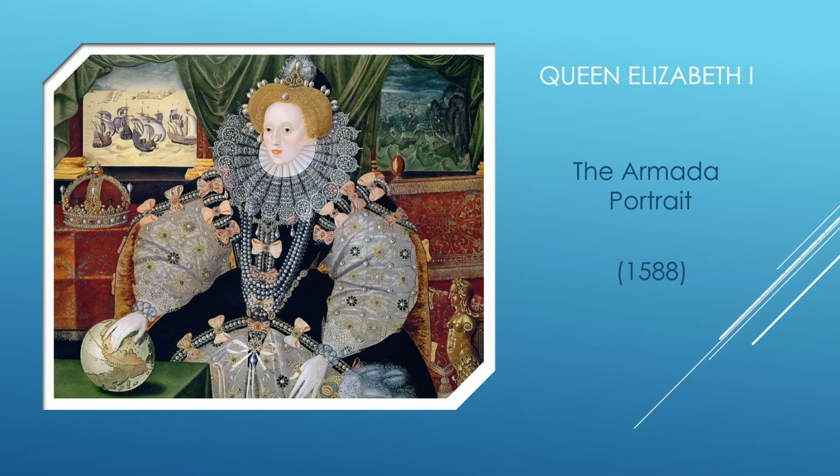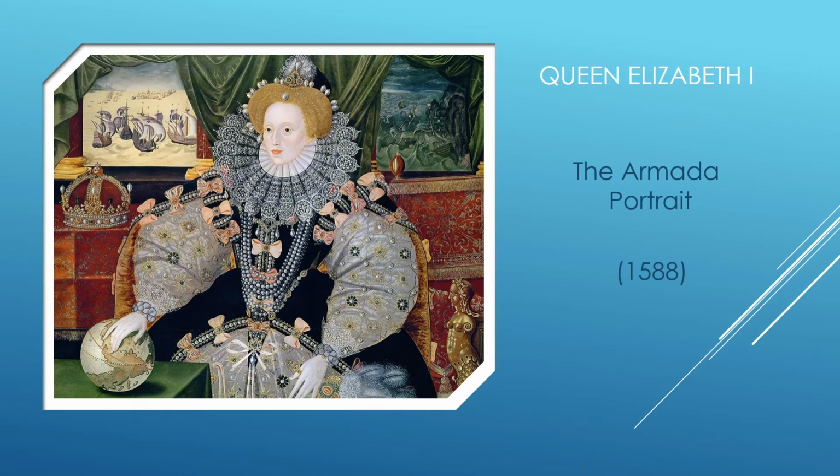Her hand is also on the globe, and there's a crown on the left, which symbolizes that she is in charge of much of the world. One item that I missed when I first looked at this is the mermaid on the right, which symbolizes that she is in charge of much of the ocean as well.